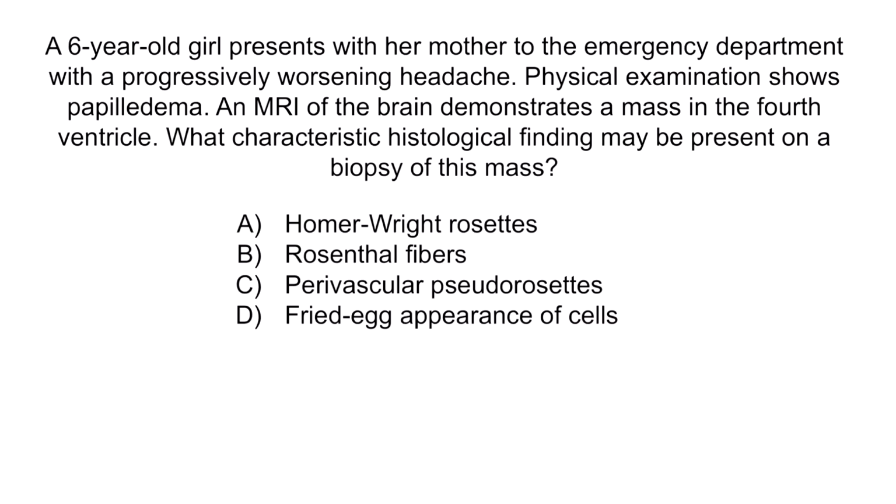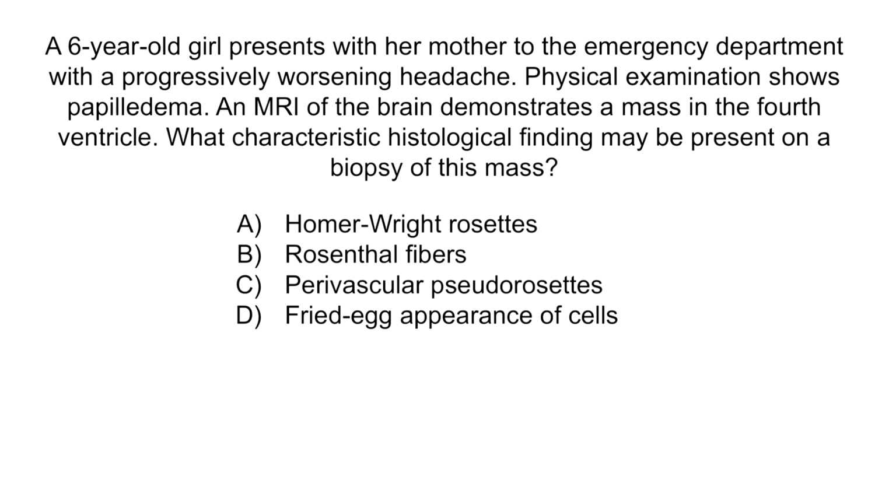A 6-year-old girl presents with her mother to the emergency department with a progressively worsening headache. Physical examination shows papilledema. An MRI of the brain demonstrates a mass in the fourth ventricle. What characteristic histological finding may be present on a biopsy of this mass? A. Homer-Wright rosettes, B. Rosenthal fibers, C. Perivascular pseudorosettes, or D. Fried egg appearance of cells.